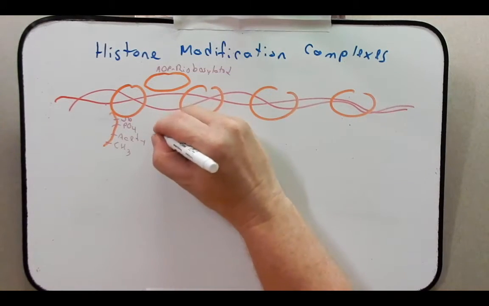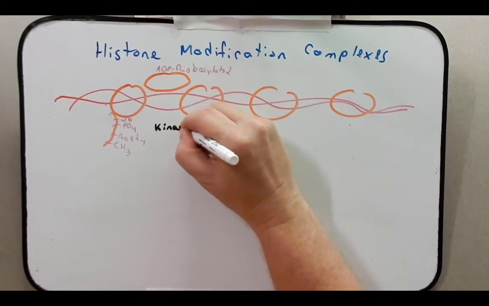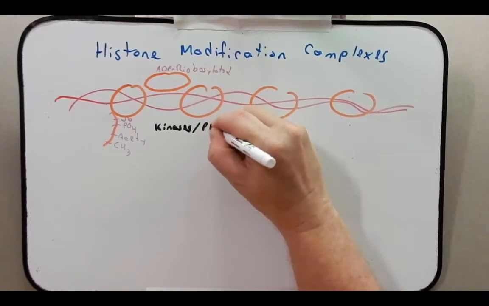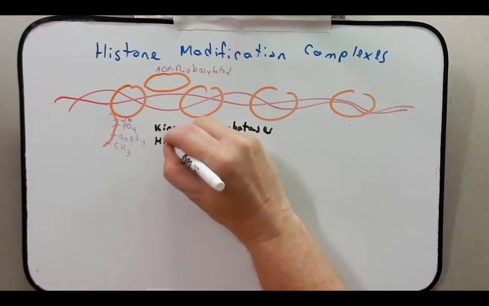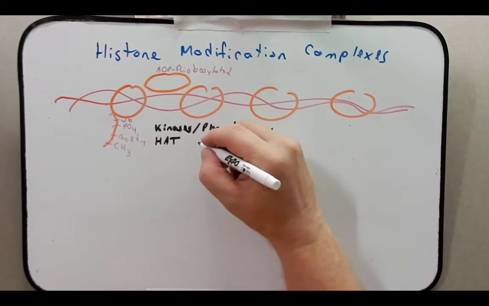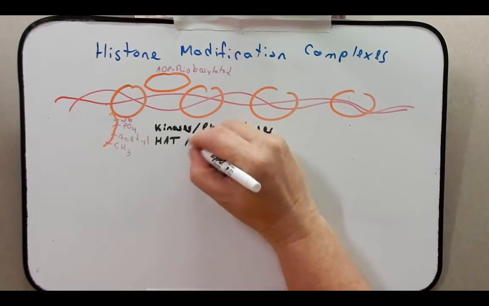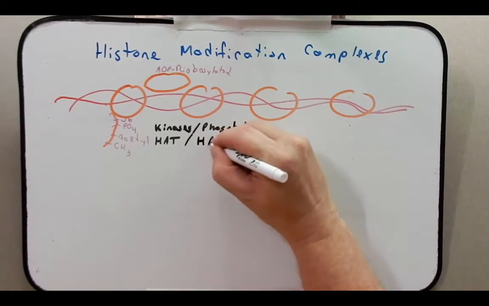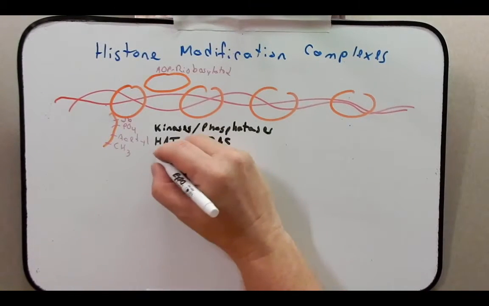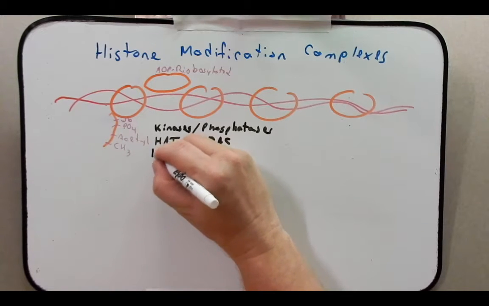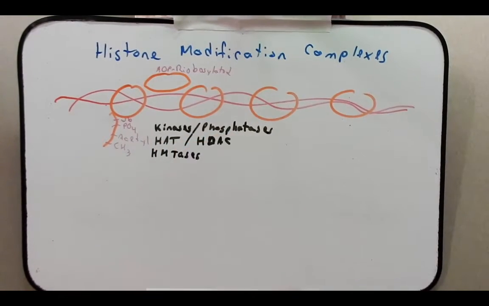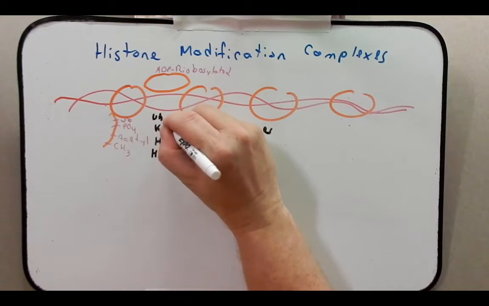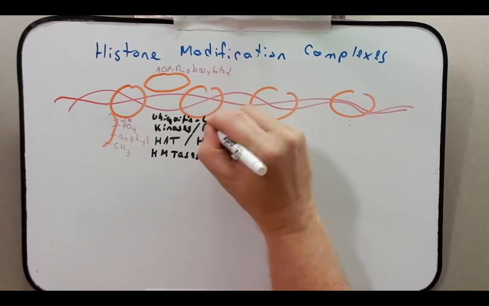We talked about the kinases and the corresponding phosphatases that would remove them. We talked about the HATs, the histone acetyltransferases that could add acetyl groups. We talked about the histone deacetylases, the HDACs. We talked about the histone methyltransferases. We talked about the ubiquitin ligases.